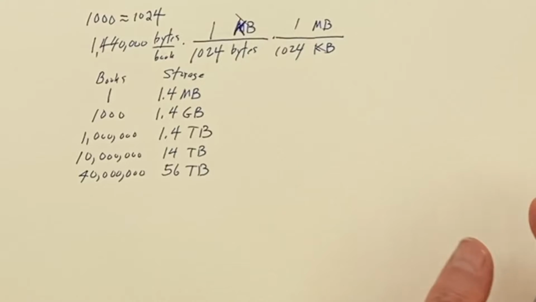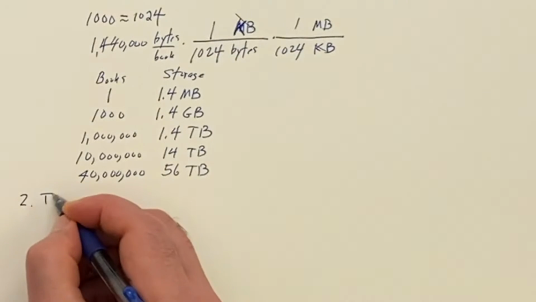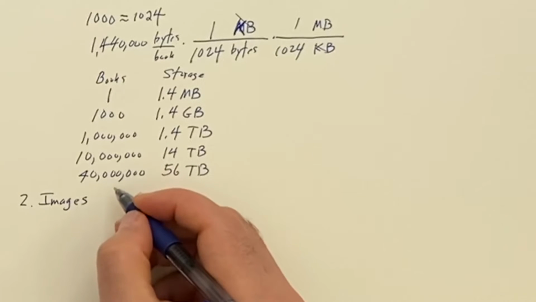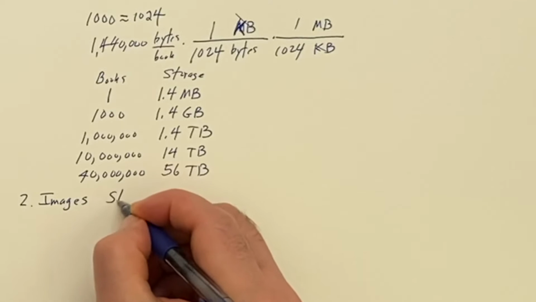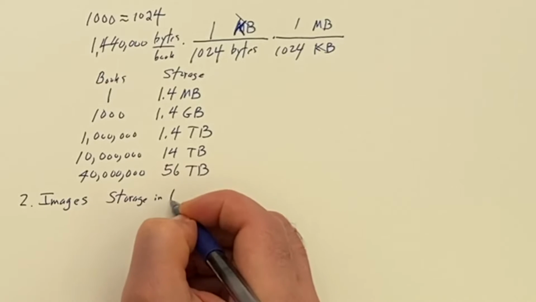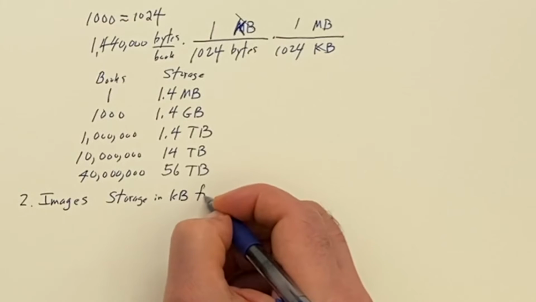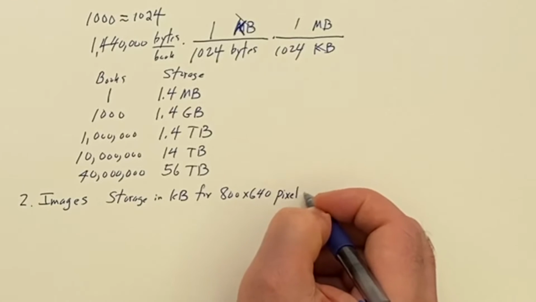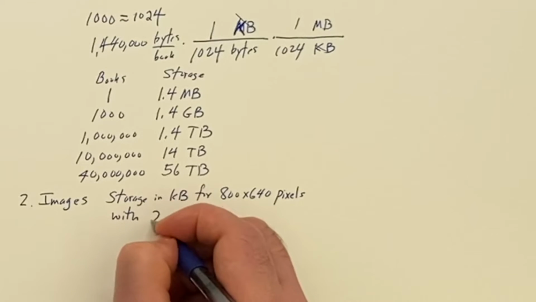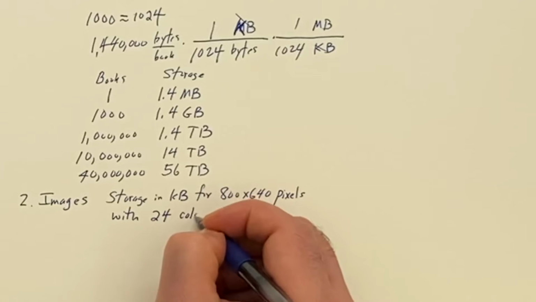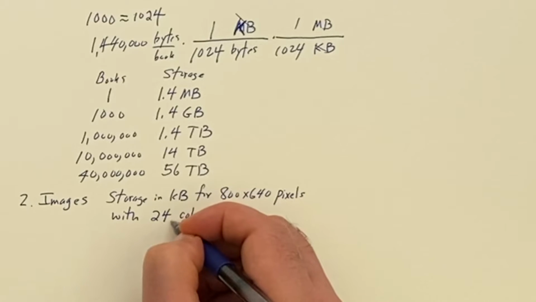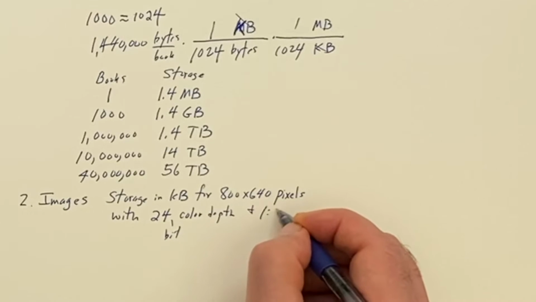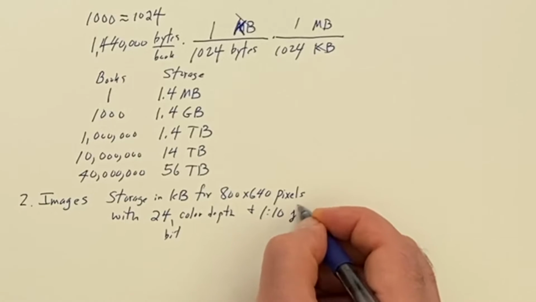40 million books. Okay, we want to do images next. And if we do images, we're going to have the problem: what's the storage in kilobytes for 800 by 640 pixels with 24-bit color depth and a 1 to 10 JPEG compression.